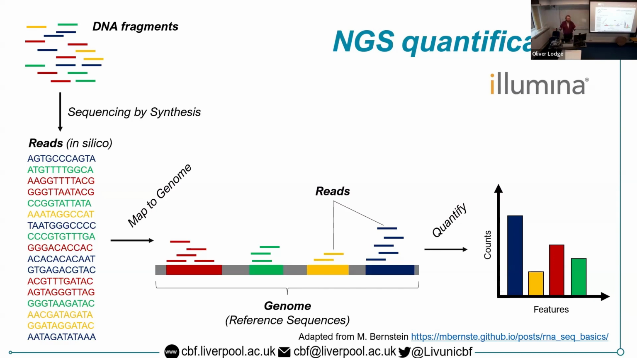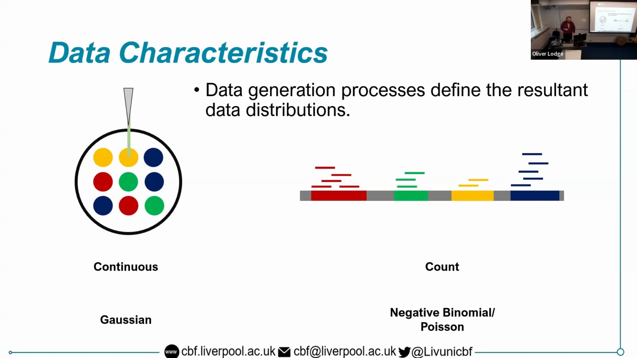And the features end up being those units, whatever you focus on, whether they're genes, transcripts, anything like that. But as with anything, the way the data is generated from these processes defines the resultant data distributions. So for microarrays, because it's a luminescent signal, it's continuous and generally it can be assumed to be Gaussian. But for NGS data, this in silico data, you're literally quantifying individual reads mapping to different regions. And that means it's count-based, or integers. Generally this is assumed to be modeled by things like negative binomial or Poisson distributions.